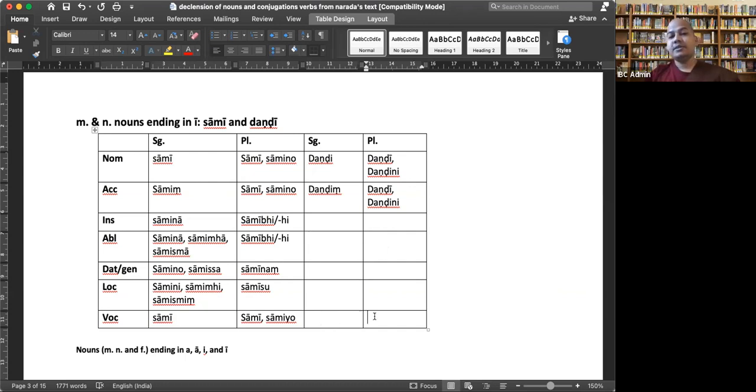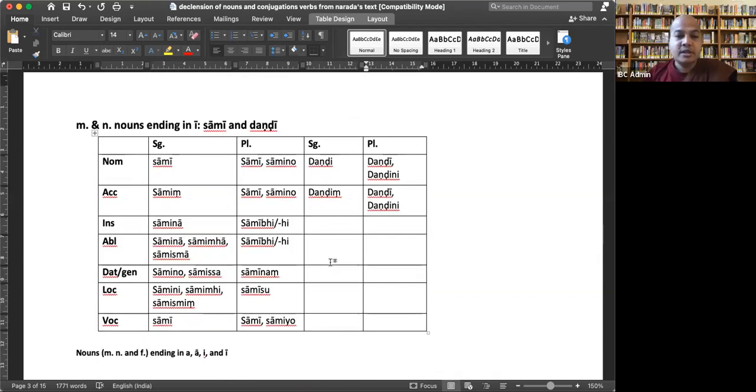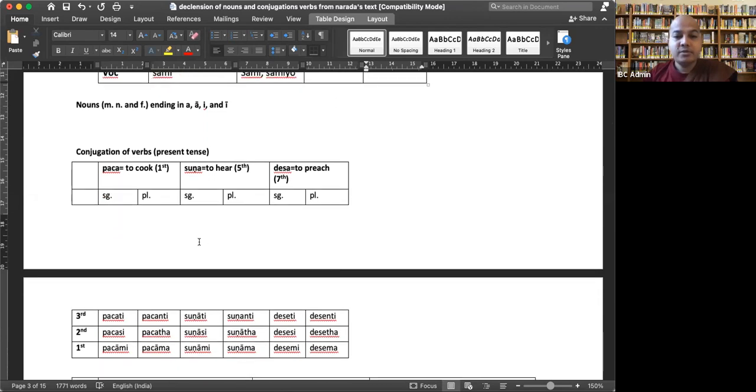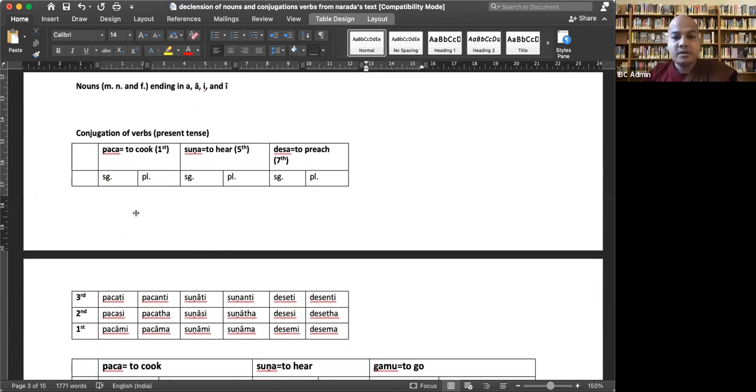Okay, so in the case of nominative and accusative, the declension of Dandi is different from the declension of Sami, but the rest of the declensions are the same. Okay, so this is about nouns, and when we look at what we have studied about verbs, first of all we became familiar with the present tense verb, right? Now here you have three examples of the present tense verb.